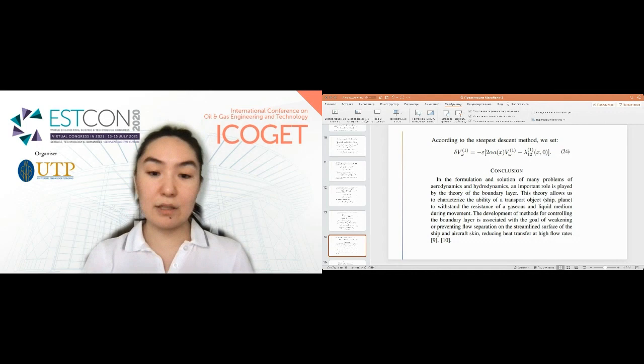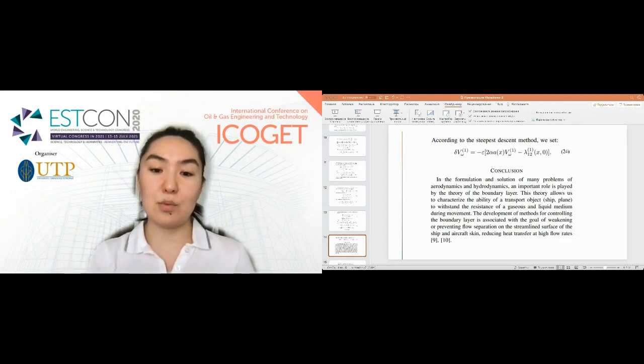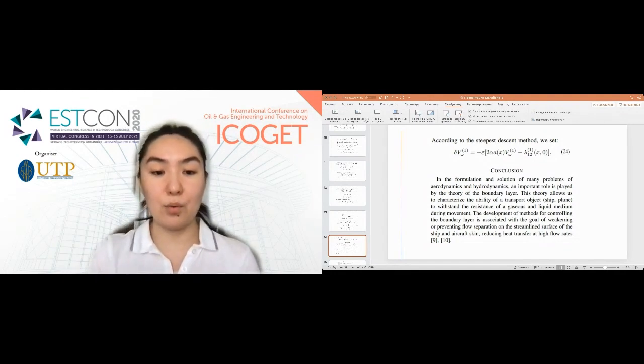The development of methods for controlling the boundary layer is associated with the goal of weakening and preventing flow separation on the streamlined surface of the ship and the aircraft skin, reducing heat transfer and high flow rates.